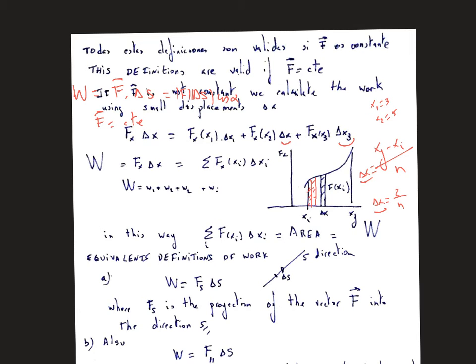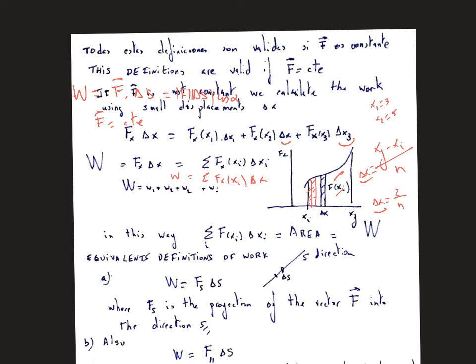So we apply our equation Fx by delta x1 plus Fx by delta x2, etc. But we choose delta x1, delta x2 and delta x3 the same one. So we can write the work as the sum of the force on xi by the same delta x, because we choose uniform delta x. We divide it in identical delta x. So this is the work when the force is not constant. And what does this work mean? It means the area below the curve.